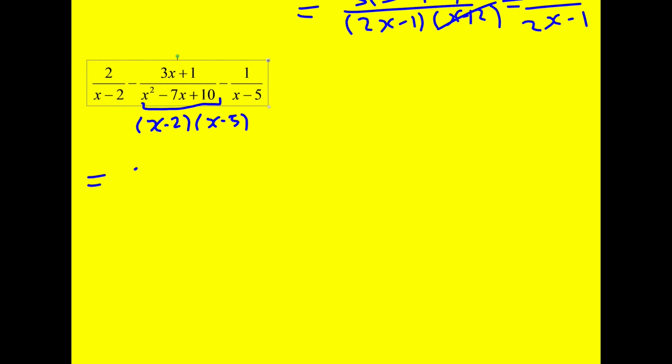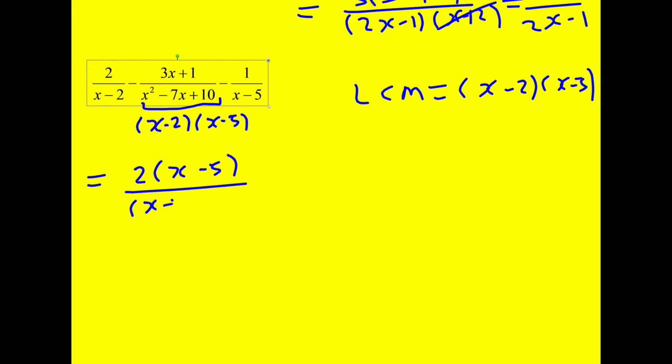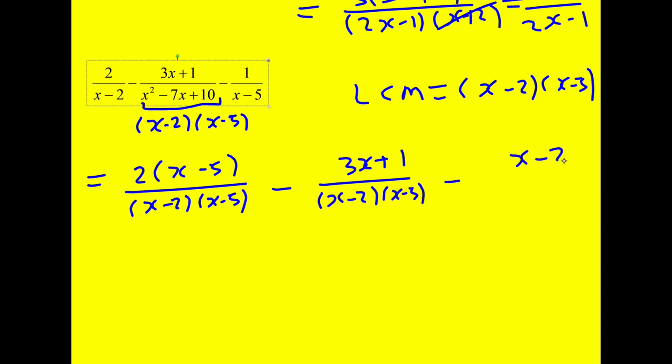I can write my lowest common multiple. You can write this by the side if you want. The lowest common multiple is actually going to be (x minus 2)(x minus 5). So for the left-hand one, multiply top and bottom by x minus 5. I think it pays to show sufficient working, and just be careful. And then this is going to stay the same, 3x plus 1 over my factorized expression. And this one I'm also minusing, so I'm going to multiply top and bottom by x minus 2.